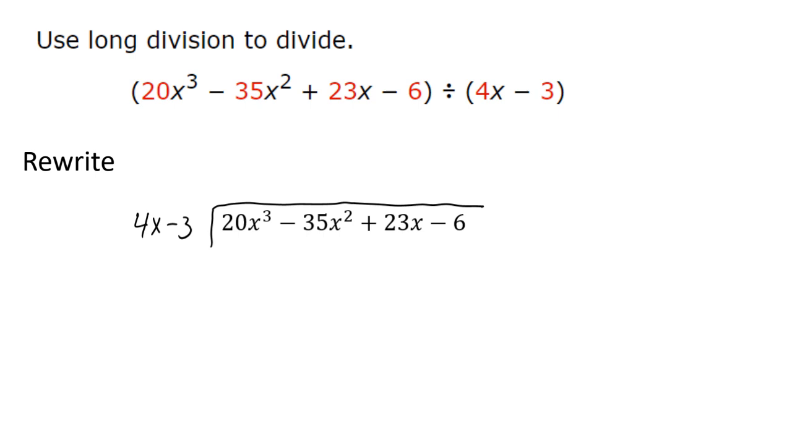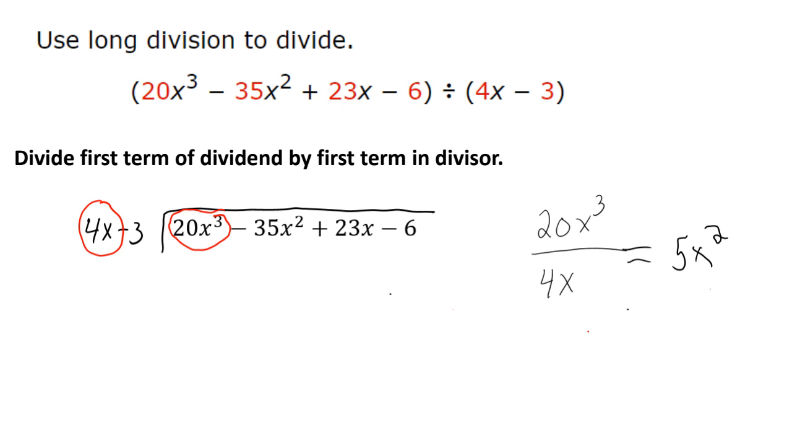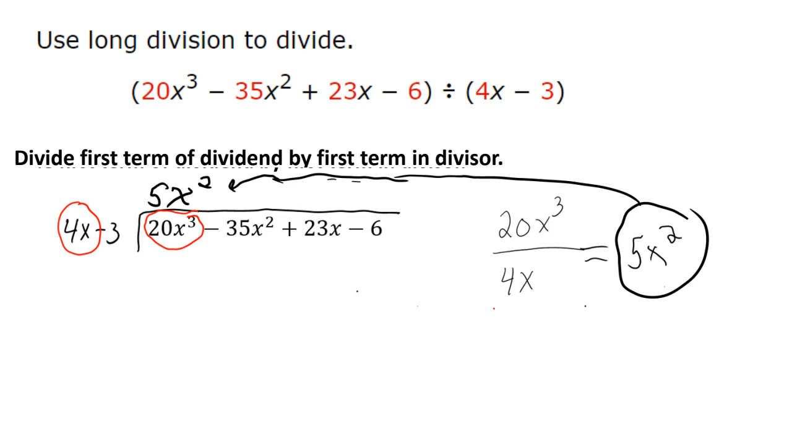I say to myself, what can I multiply to 4x minus 3? Or basically just this first term always. What can I multiply to 4 that can get me close to 20? And what can I multiply to x to get me an x cubed? If you don't see it, you can divide these two terms together. 20x cubed divided by 4x is 5x squared. So that's the term I want to multiply to my 4x, and I'm going to put that on top of my house. So I have the 5x squared on top.